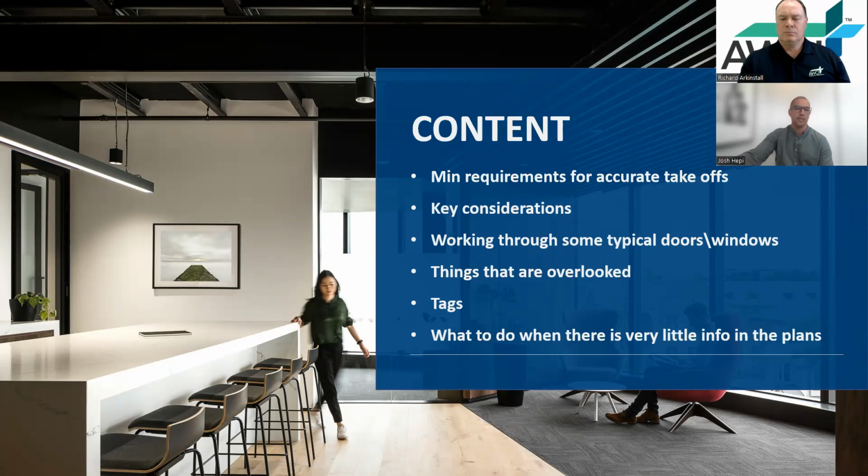We'll go through some tags. Most people will already have a good list of tags, things that you copy and paste, but I'll make sure I go through a couple of things to make sure you're covering off as well. And then we'll do a little bit on what to do when there is very little info on the plans. For example, you've got a napkin drawing and you've got to try and work out quantities, and I'll give you some tips on how to do that.